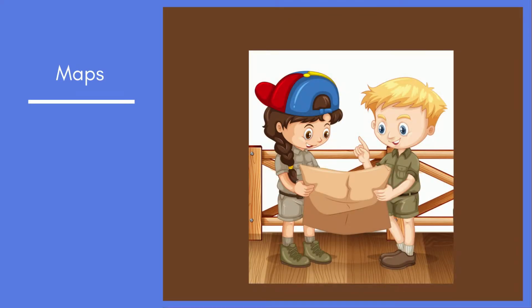Another way to use maps is for all the children to have the same map. It could be a real map or just a fun imaginary map, and it is best if it contains quite a lot of names of streets, buildings, or landmarks. You or one of the children give directions, which the children follow on their maps. Don't say where you are going in advance. The aim is for the children to discover the destination.